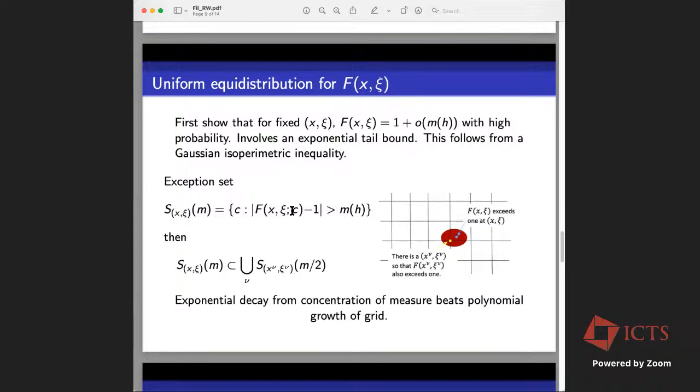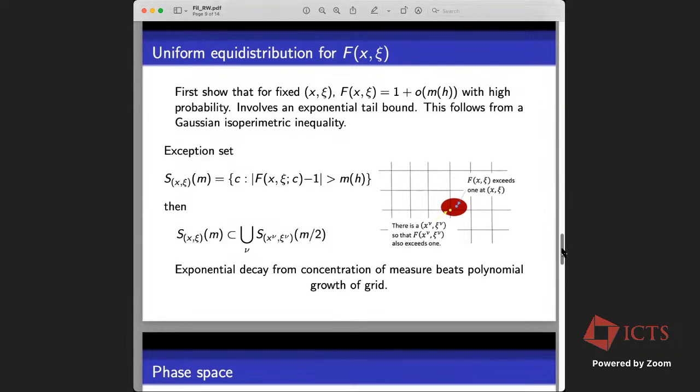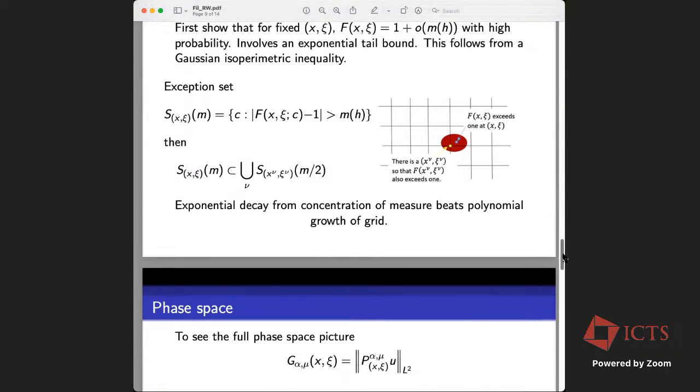Okay, so you set up your grid, you prove that in your parameter, if you're exceeding the equidistributed value at one point, you must be exceeding it somewhere on the grid. And therefore, you can reduce your continuous problem to a discrete problem and look at the various decay rates. But this isn't the full picture.